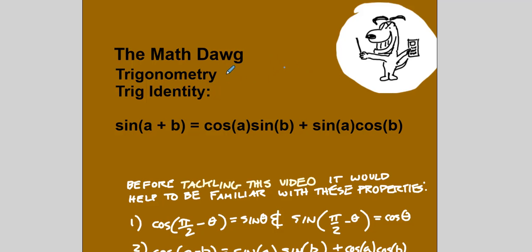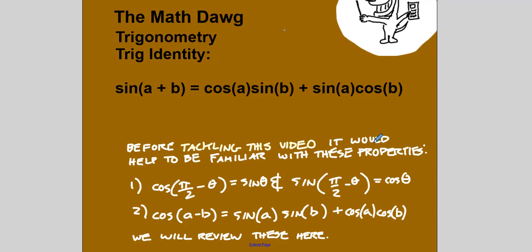This is a trigonometry video where I'm going to look at and derive the trig identity sine of a plus b. In other words, the sine of the sum of two angles is equal to the cosine of a times sine of b plus sine of a times cosine b.